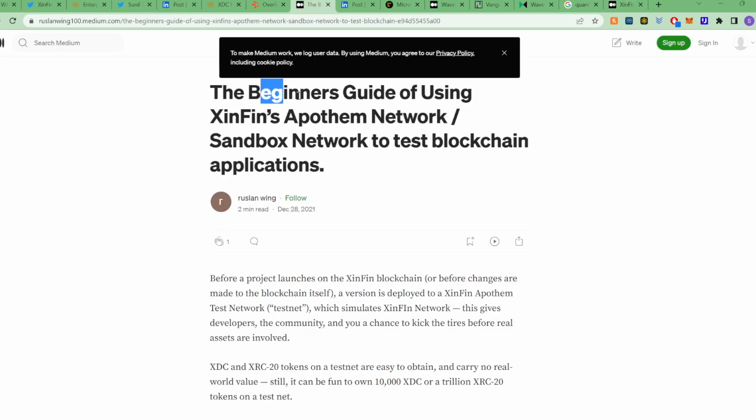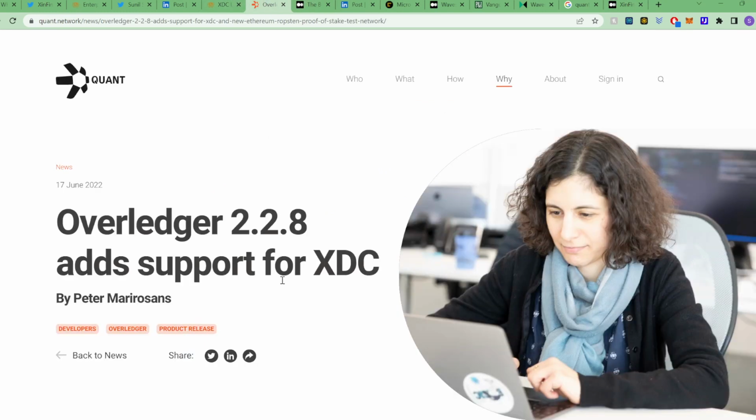Here, for example, is a Beginner's Guide to the Apothem Network. This is massively related to the Overledger that we covered last year with XDC. All of these things are going on in the background, guys, and I really need people to start thinking about the longevity of stuff. Okay, XDC is a relatively newish token. It's a newish project in comparison to many other chains, many other technologies that have been out there.